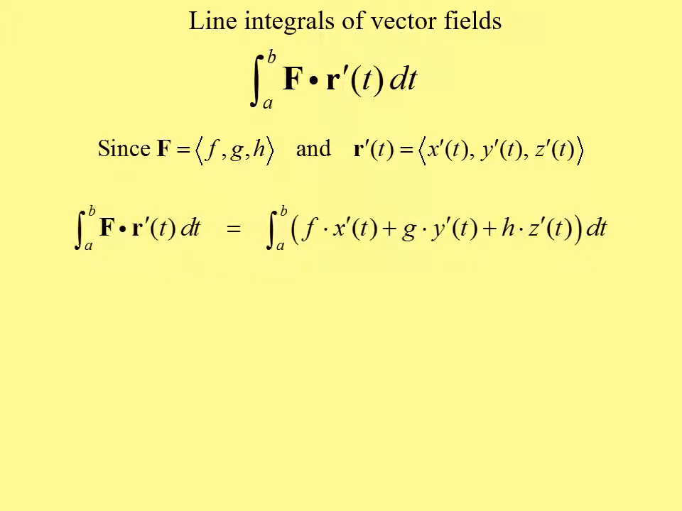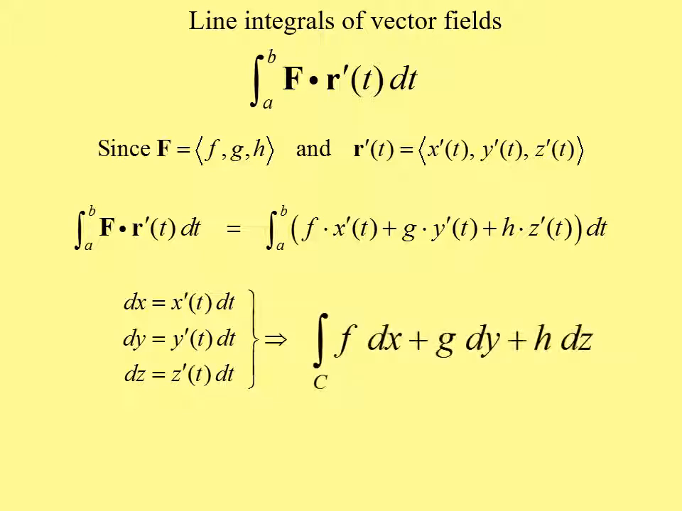And so we can write F dot r prime in its expanded form and simply recognize that we can replace the x prime of t dt with the differential dx. And we can replace the y prime of t dt with the differential dy, z prime of t dt with the differential dz. And so we get the version of the line integral of a vector field which we call the differential version, that looks like this.